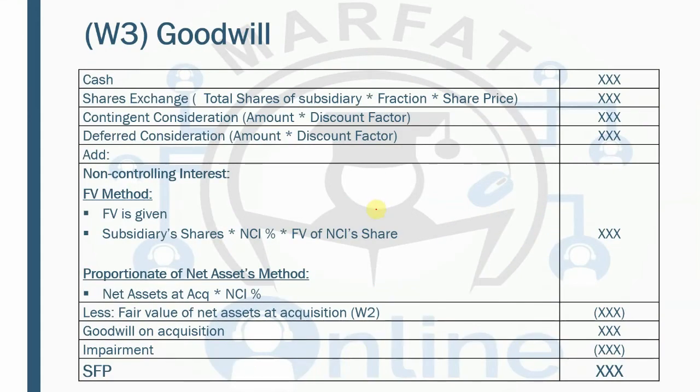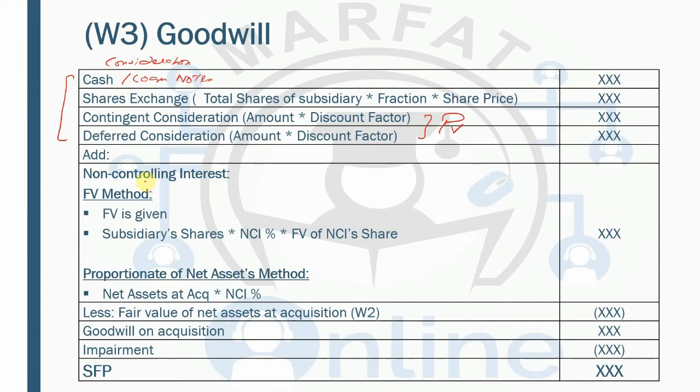Now we will be talking about working number 3, which is goodwill. The first thing you see over here is the consideration, and it has many elements as we have already discussed. It can include cash, or it may be loan notes, share exchange, contingent consideration, because these two are recorded at present value, and deferred consideration.